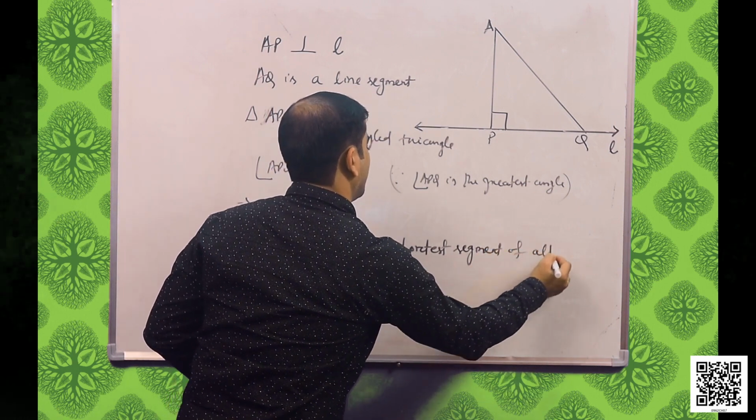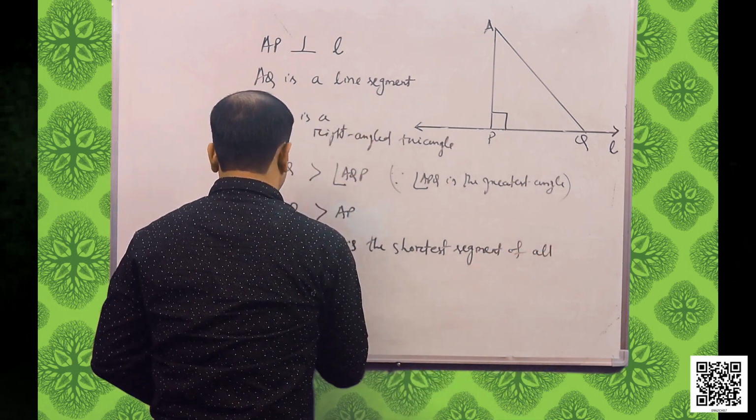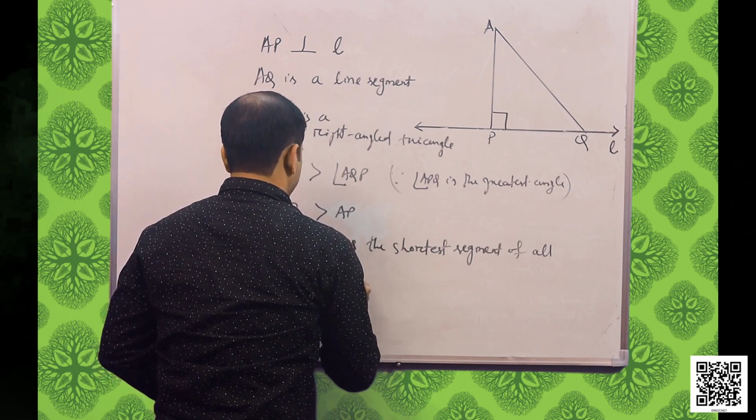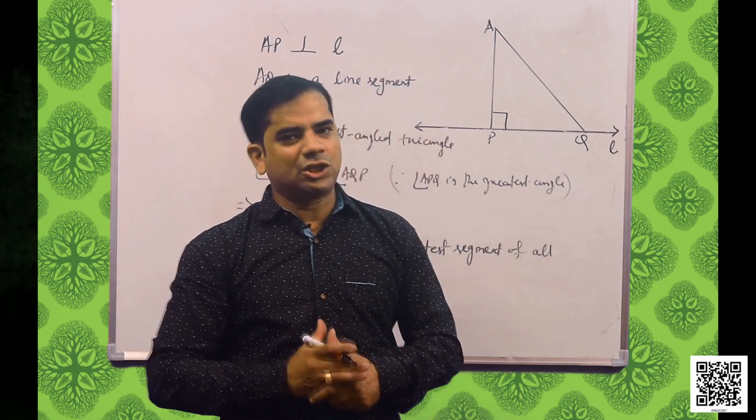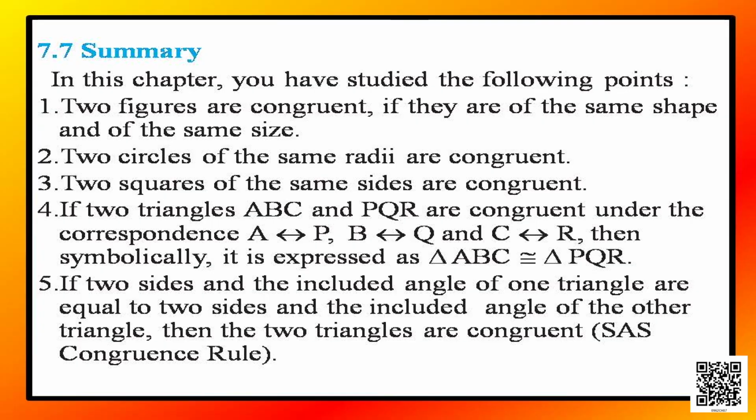Okay. Hope you have understood this solution. Students, in this chapter, we have studied the following. First, two figures are congruent if they are of the same shape and of the same size. 2. Two circles of the same radii are congruent. 3. Two squares of the same sides are congruent.